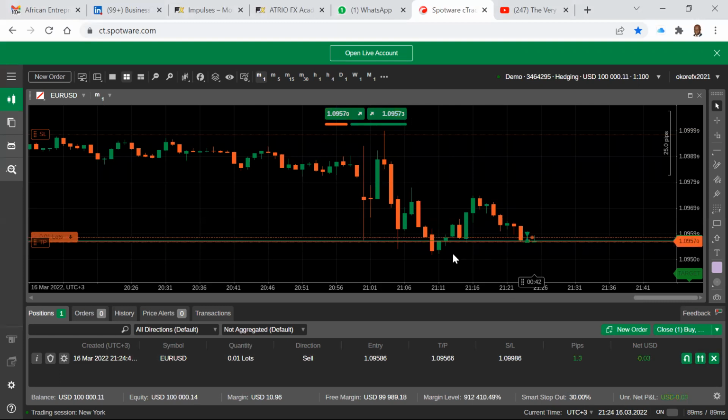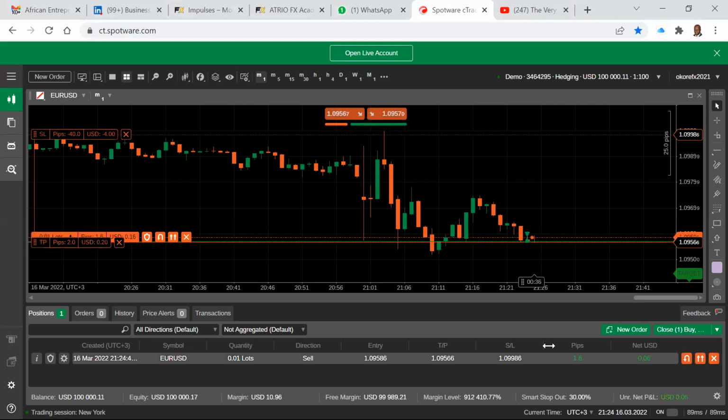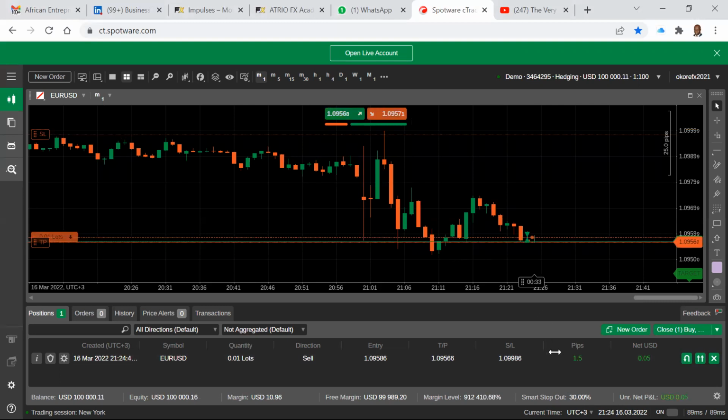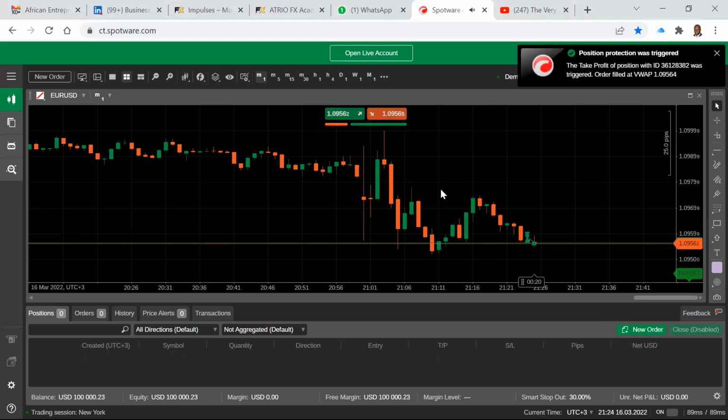How many trades can you take? As many as you want, as many as you have enough money in your account. See, 1, 2, 3, 1.5. Once it reaches 2.0, it will take profit and it will shut that one down. Okay, so that's instant execution. So if I'm here and I see the market wants to keep going down, see it's already taken profit. So I've taken 2 trades.